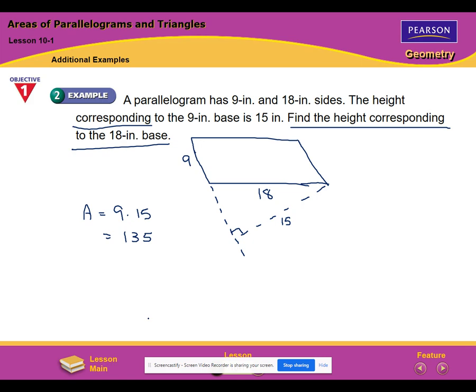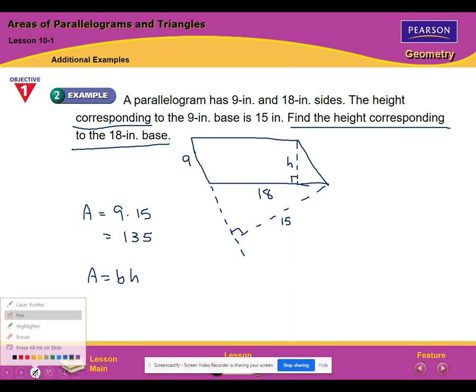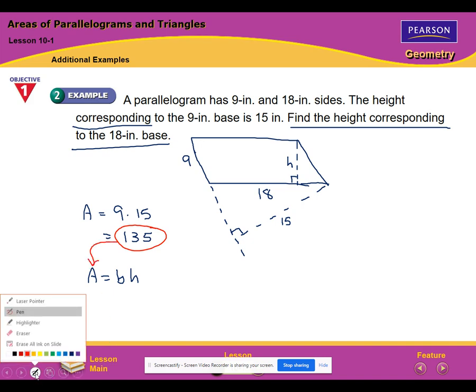They asked for the height corresponding to the 18-inch base. Now, what I was drawing a minute ago errantly is this height right here. That's what we're trying to find. We're trying to find that height. It's perpendicular to the 18-inch base. Now, here's what we're going to do. We're going to take the area formula, which is base times height, and we're going to plug in 135 for the area.